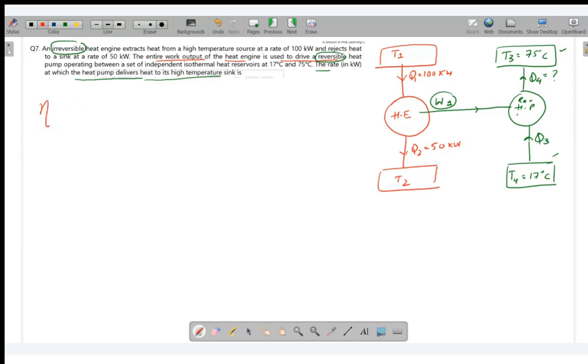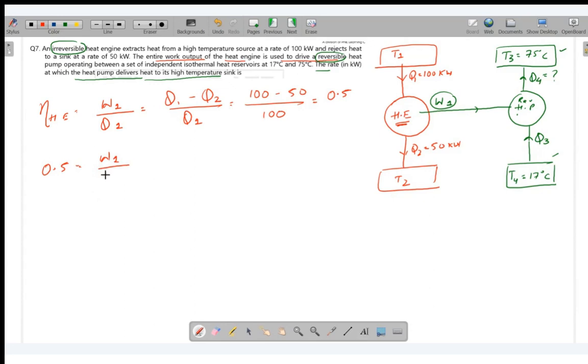So look, the efficiency of the heat engine is equal to W1 upon Q1, or I can also write (Q1 minus Q2) by Q1. So what is Q1? (100 minus 50) upon 100, so it is 0.5, the efficiency of this irreversible heat engine. So I can write 0.5 is equal to W1 upon Q1, which is 100. So W1 is 50 kilowatt.